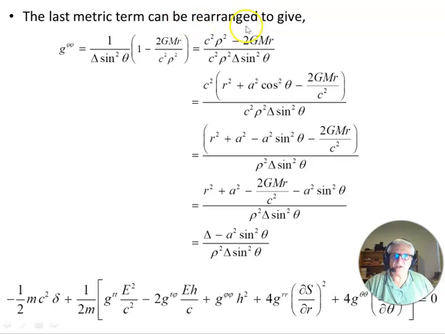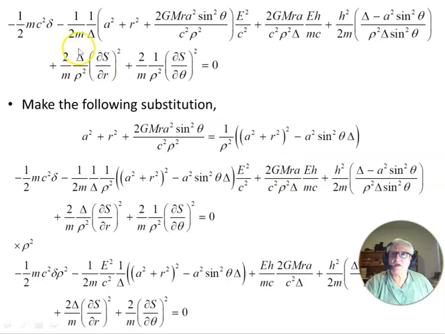So the last metric term can be rearranged to give G phi phi is this. Now we found this part here in the previous video, the one immediately prior to this video. So I put that in there. When we do that, we come down to this object here. So that'll be handy. Now, just put this equation down here to remind us what we're trying to find, because we've got to substitute in G T T. Each of these inverse metric term components we have to put in. That'll be next. So we get minus a half m c squared delta minus all this.